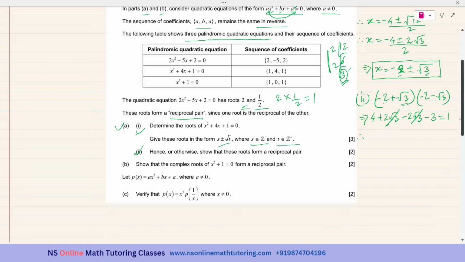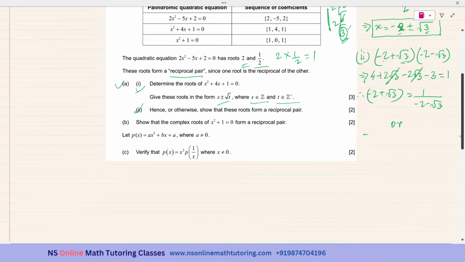Therefore, minus 2 plus root 3 is equal to 1 over minus 2 minus root 3, or minus 2 minus root 3 is equal to 1 over minus 2 plus root 3. Therefore the roots form a reciprocal pair.